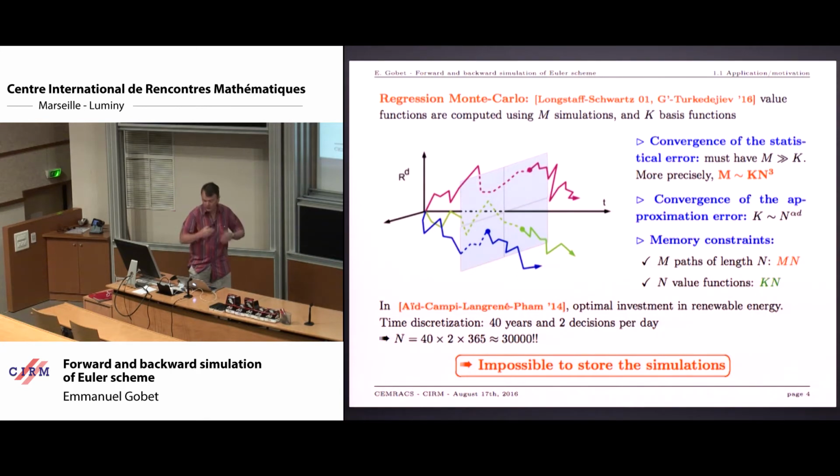So if you bring everything together in the analysis, we see that we must have a number of paths much larger than the number of coefficients you have to compute, of course. You cannot learn 100 coefficients with only 50 paths. So you need much more simulation than the number of coefficients. And if you want to make it accurate, in fact, M should be chosen as the number of coefficients times N to the 3, N being the number of time steps in your problem.